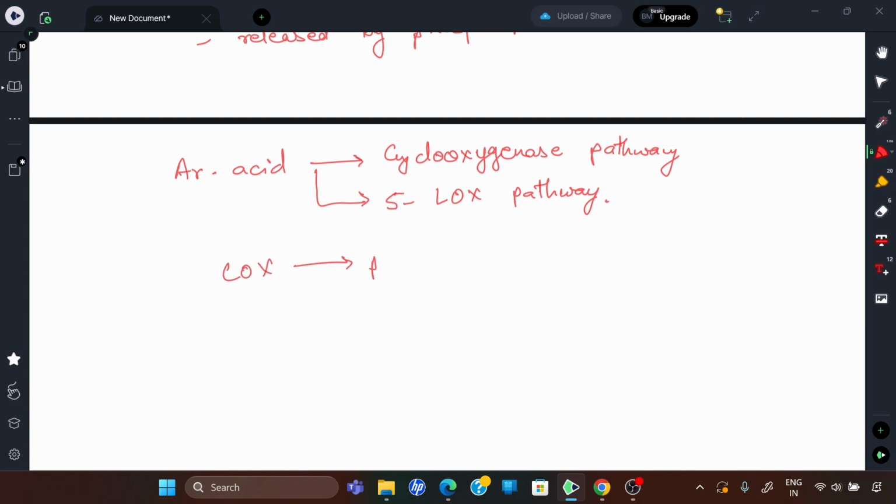So when the arachidonic acid undergoes the cyclooxygenase pathway, it produces prostaglandins. And the three major prostaglandins are: the first one is PGI2, that is prostacyclin. The second one is PGD2, and the third one is PGE2, right? What these three guys do is they basically mediate vasodilation.